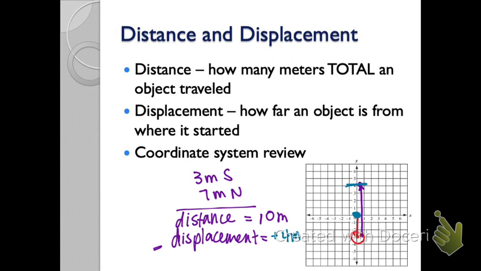7 meters north is where you count up from there, right? I started right here, right? I went 3 meters south, and then from there, I went 7 meters north. So I didn't start back over at the origin. So let me map that out again. Okay, I started at the origin. I went 3 meters south, and then I turned around and I went 7 meters north. So my final displacement is where I started to where I end up. Okay, do we see the difference there? Where I started to where I end up.